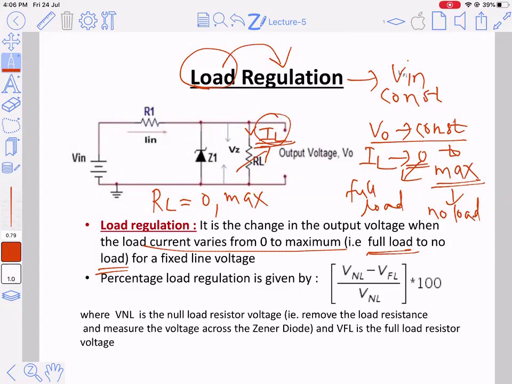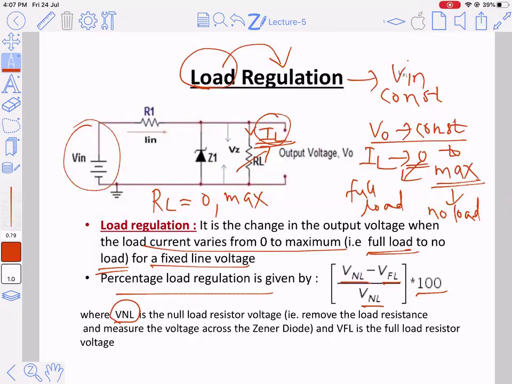And at this point, for a fixed line voltage, this is line, constant. So what is the formula of percentage load regulation? It is given by V no load minus V full load, divided by V full load, into 100. Now what is this V no load?